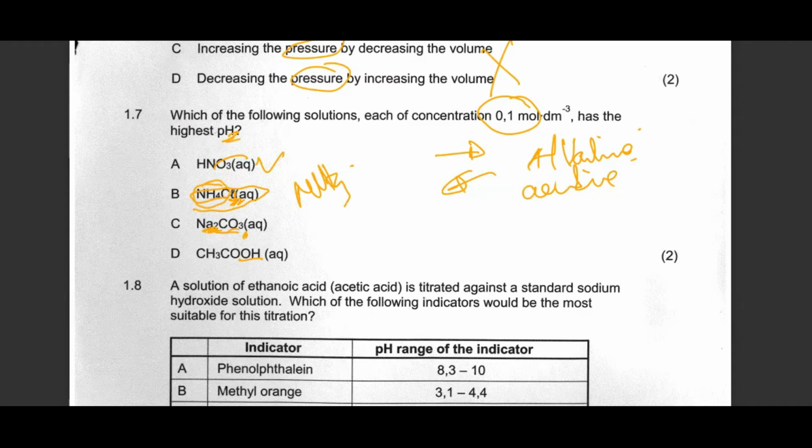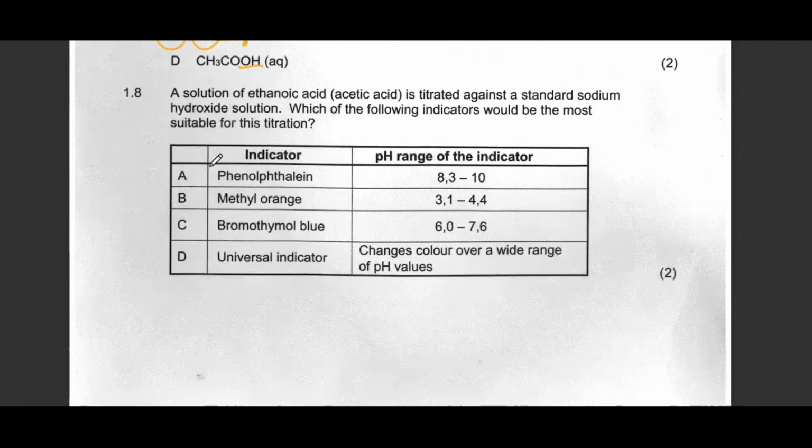Therefore, our answer is going to be C, because the alkalinity is much more than the alkalinity of ammonium chloride, because that is coming from a weak cation, while this one is coming from a strong cation, which is a group 1 element, which is sodium. Therefore, the answer is going to be C.